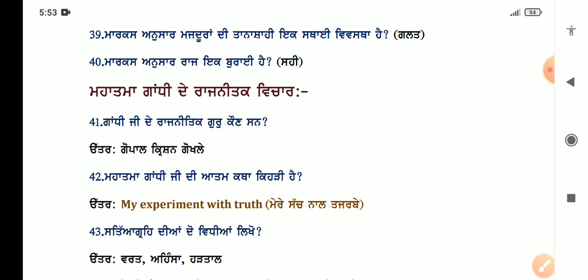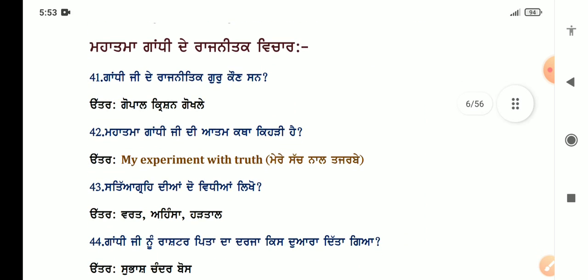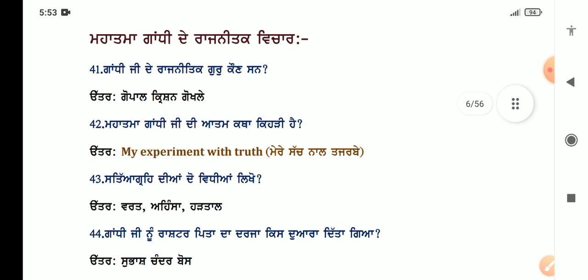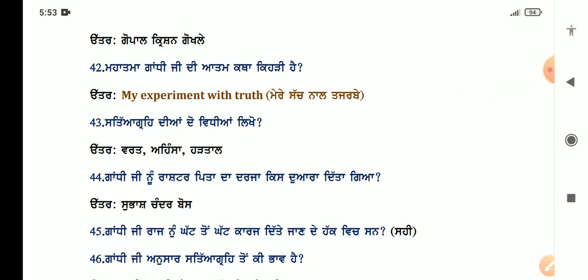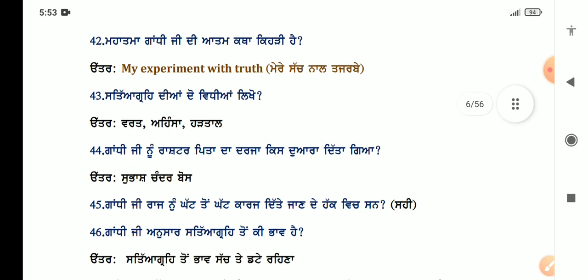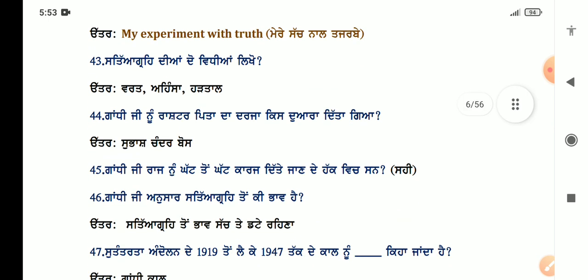Next is political ideas of Mahatma Gandhi. Who was the political guru of Mahatma Gandhi? Answer is Gopal Krishna Gokhale. What is the name of Mahatma Gandhi's autobiography? Answer is My Experiments with Truth. Tell kinds of satyagraha. One is fasting, other is non-violence, third is strike, fourth is hijrat, non-cooperation also.